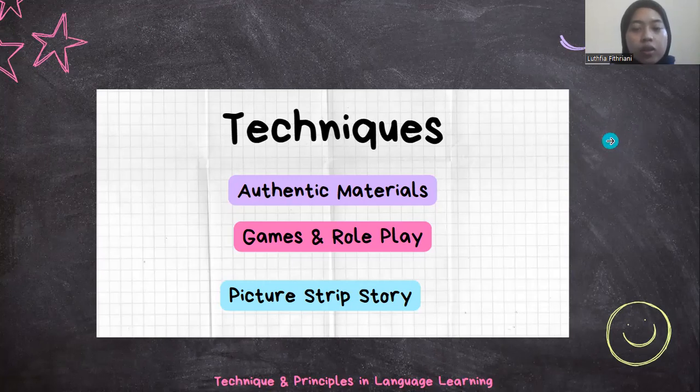The second is games and role play. So as the principle said, the teacher should promote cooperative and collaborative learning, so he or she can use role play or games in the teaching and learning process. It can be structured role play, like the teacher tells the student what they are going to do or what they are going to be, or it can be free role play, like the teacher gives a free topic to the student and then lets the student create their own role play.